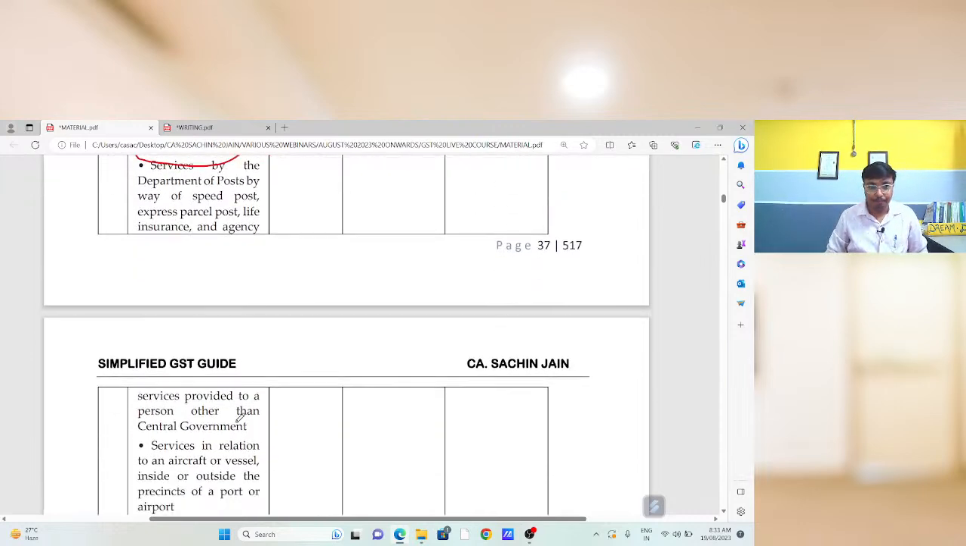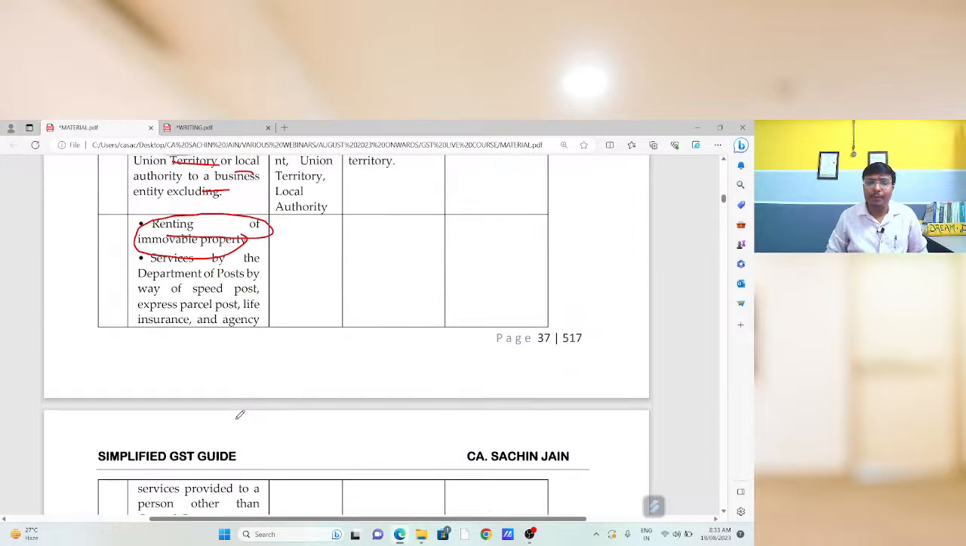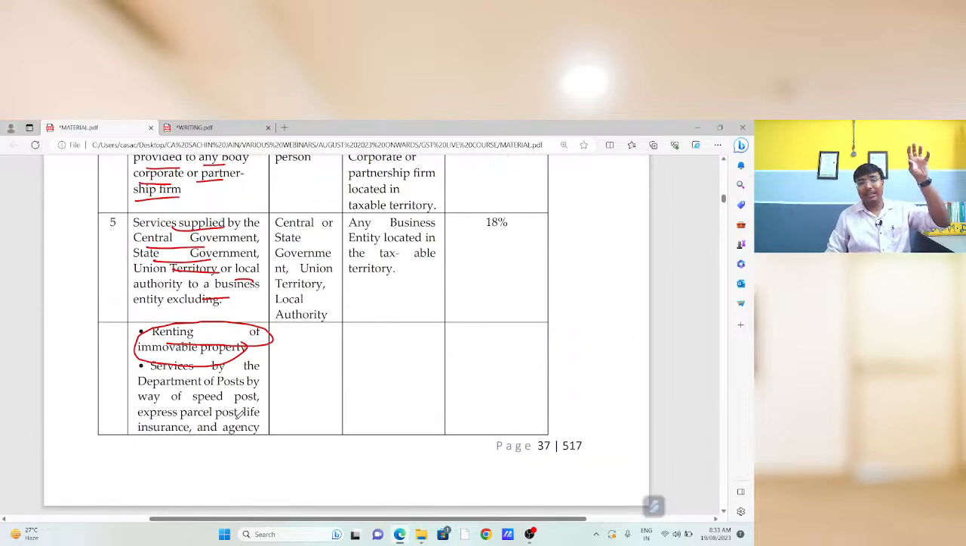So what is the difference? When the central government, state government, or local authority transfers the right to use immovable property as renting to an unregistered person, reverse charge mechanism is not applicable. But when the same is provided to a registered person, the provisions of reverse charge mechanism will be applicable.